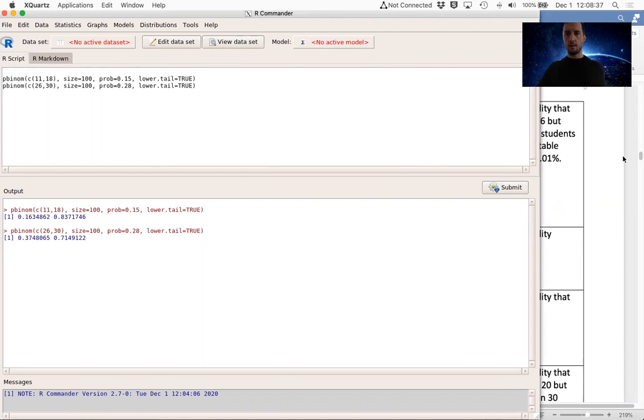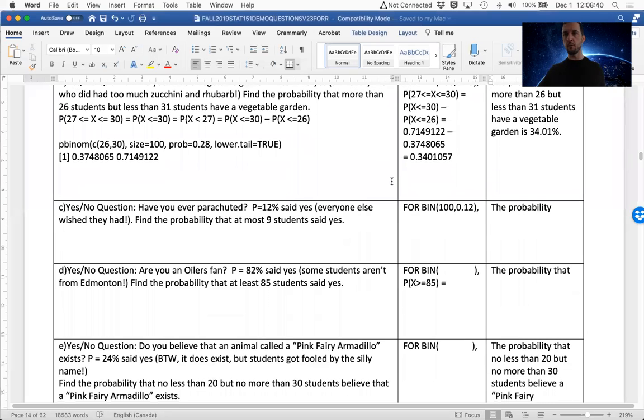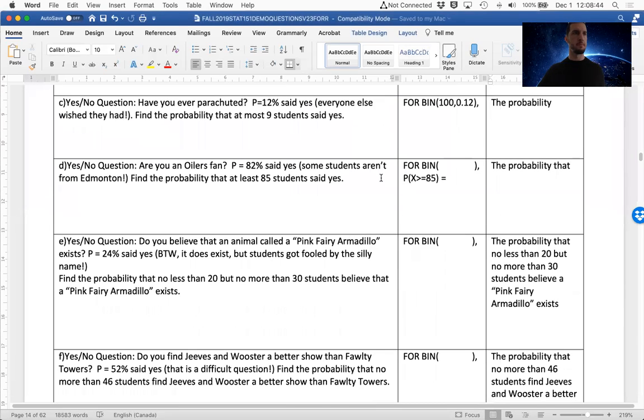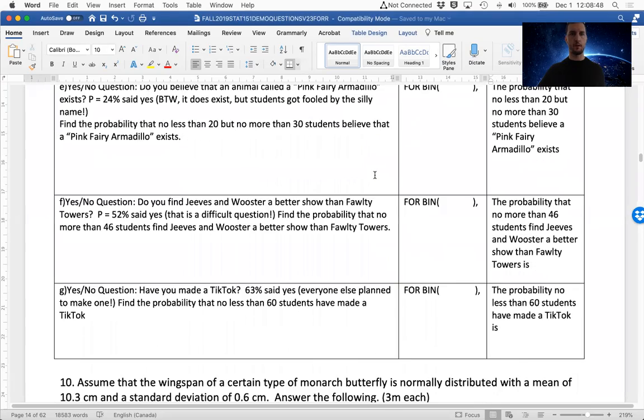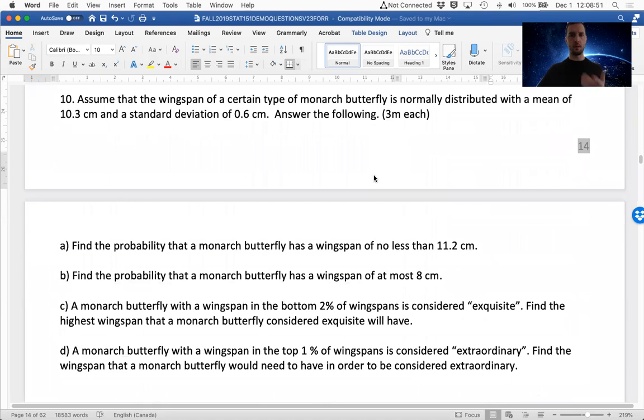All right. Another binomial one, or do you guys want to see something else? Okay, well, let's check out this one.